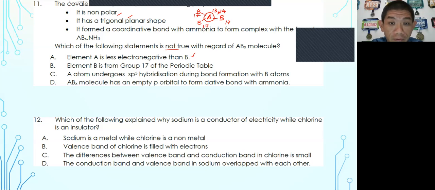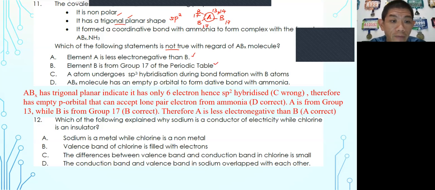B, element B is from group 17 in the periodic table, which is usually true because you only need one more electron to achieve the octet arrangement. So that is why usually it's from group 17. So C, A atoms undergo sp3 hybridization during the formation of AB3. Since this is trigonal planar, it is not going to be sp3; instead it is sp2 hybridization. So C is wrong.